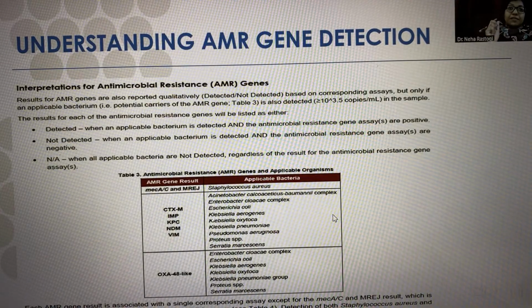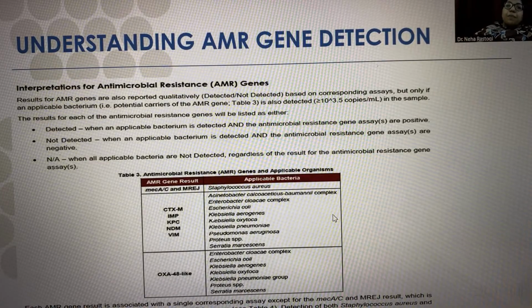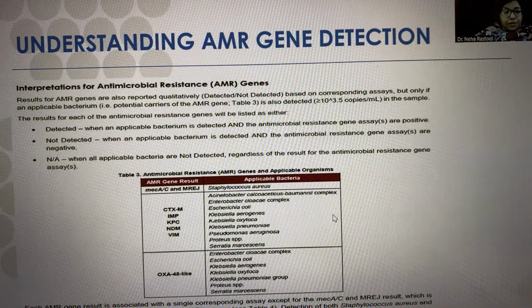But there is a caveat: if you have a multi-bacterial detection from 3 to 4 bacteria, especially in a sample such as a respiratory sample or a GI based sample, then you have to have a proper correlation, because then it just gives rise to the multiple detection of the resistance genes.